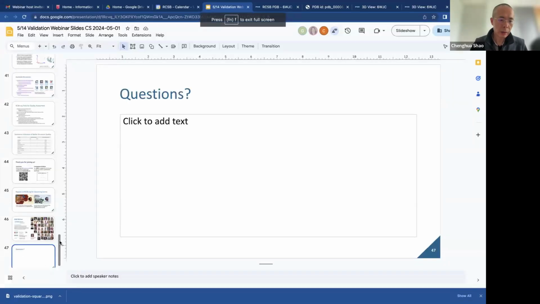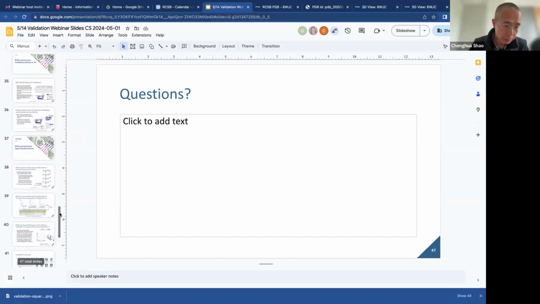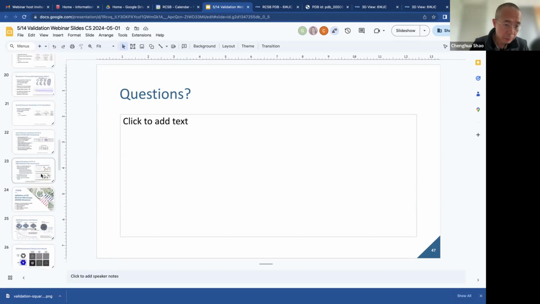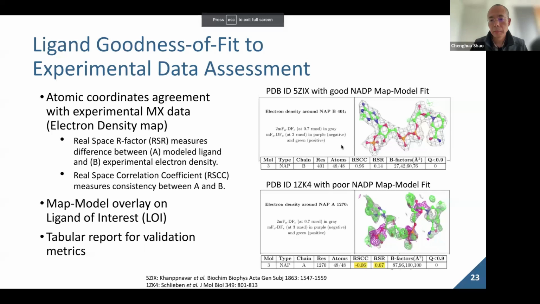What is a good RSCC and RSR? Okay, I can answer that. I'll go back to the validation part. So this is good, this is bad, everybody can see that. But if we want to set a boundary for ligand, for RSR, I would expect something at least below 0.3, which means okay, better below 0.2. And for RSCC, I personally always expect something greater than 0.9.